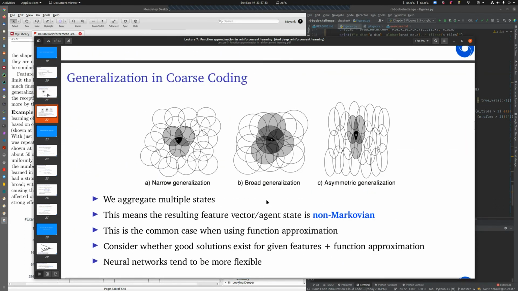And then this is narrow, then the broad, and the asymmetric generalizations, which they talk about, the difference between them, in the text too. That was it. Yeah, the lecture on the function approximation, I think it was a really nice one.